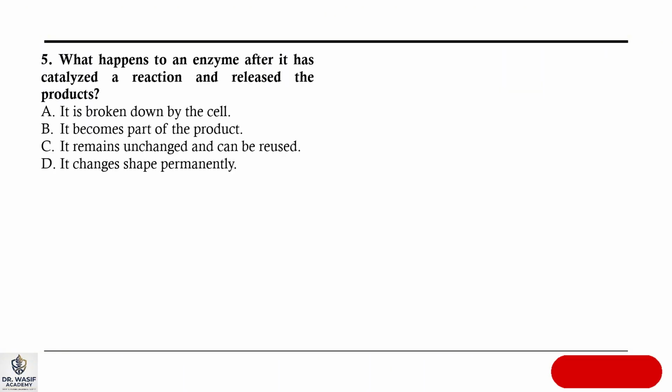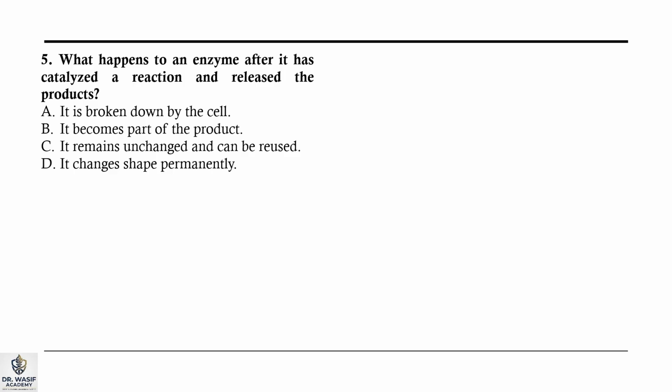Now here is question number 5. This one tests your understanding of what happens at the end of an enzyme reaction cycle. The question is, what happens to an enzyme after it has catalyzed a reaction and released the products? Your options are, it is broken down by the cell, it becomes part of the product, it remains unchanged and can be reused, and the final option is, it changes shape permanently. Now take a moment to answer this question.